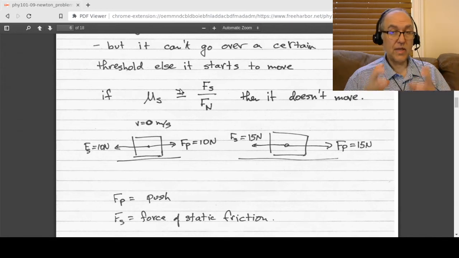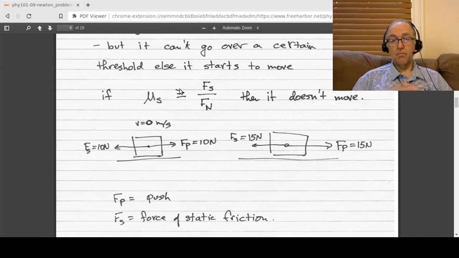Okay, so this is conceptually much more difficult, in my opinion, than the kinetic friction. And so problems here with static friction are more problems like how big could Fs be before the object starts to move. Okay, so you can ask questions about threshold and stuff like that.